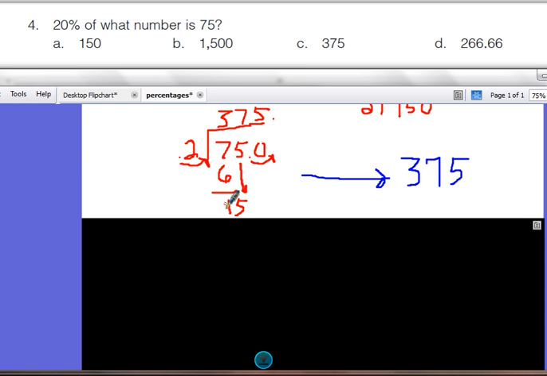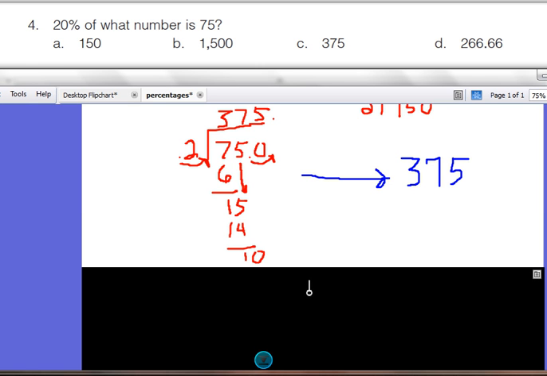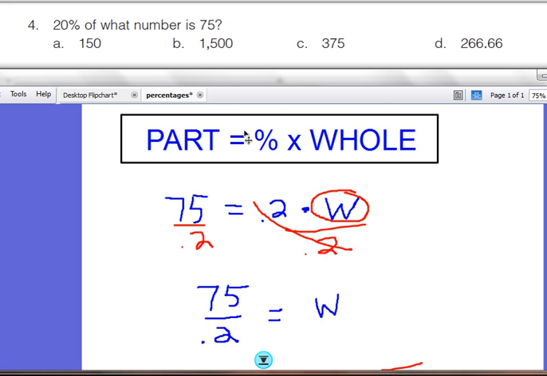How many times does 2 go into 15, which is 7? 2 times 7 happens to be 14. Subtract to get a 1. Bring down the next number, 0. How many times does 2 go into 10, which is 5, which gives us our answer, 375, which turns out in this problem to be answer C.